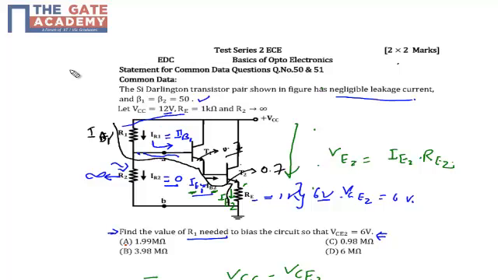So my correct option is option A. The correct option of this question is option A, 1.99 mega ohm. So this is the first part of the common data question. Thank you.